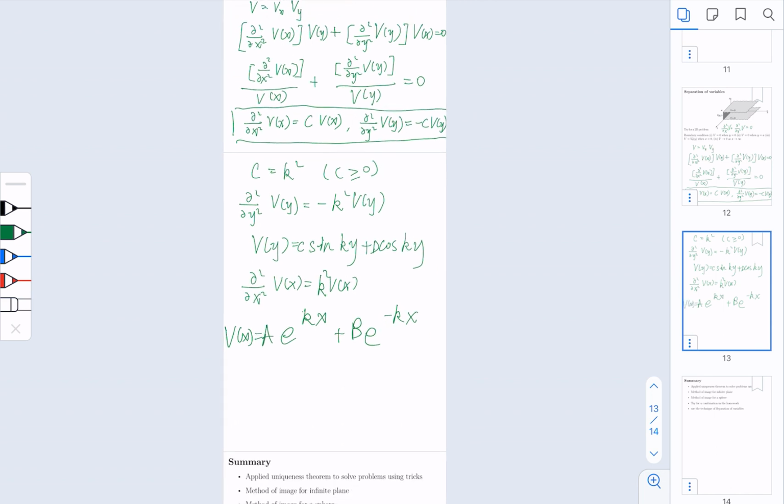Now, this means that our final solution should really look like this. For now we haven't determined what these A, B, C, D should be, and we will try to determine them in the next lecture, to see if we can use the boundary conditions to fix the coefficients A, B, C, D.